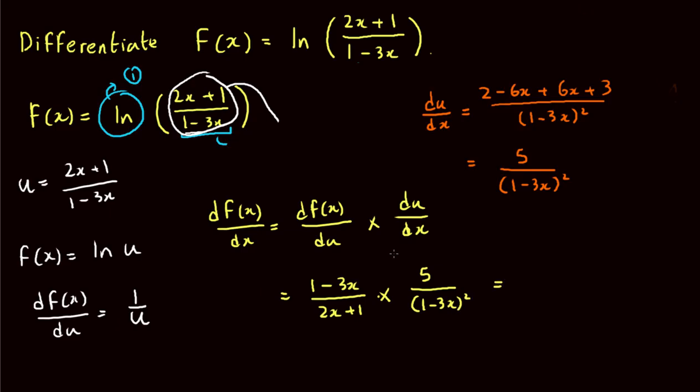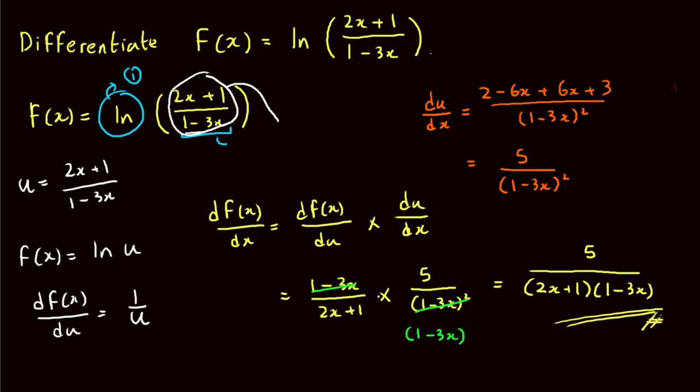And of course we can simplify this further, because if we cancel, we'll just be left with one factor of 1 - 3x. So your final answer would be 5 over (2x + 1) times (1 - 3x). So this will be the final answer after you differentiate it.